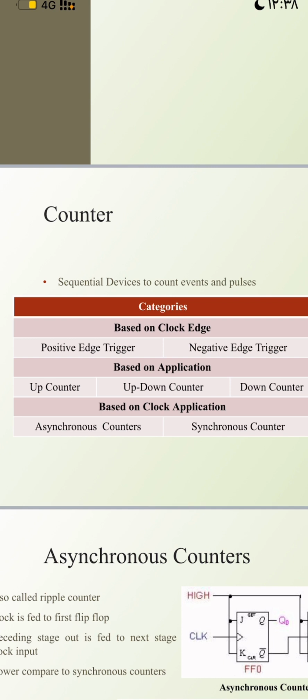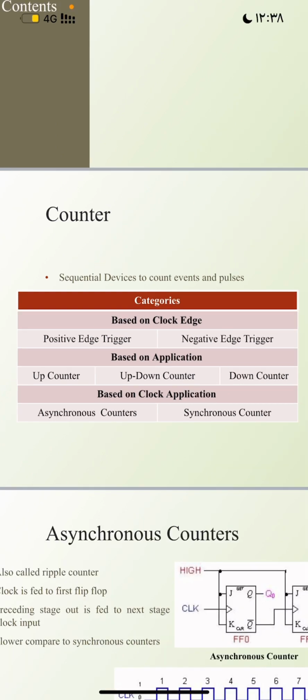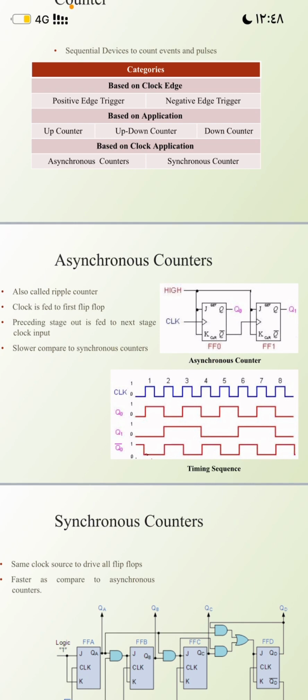We'll talk about categories. First, we have categories based on the clock edge, which has two types: positive edge triggered and negative edge triggered. Based on application, there are three types: up counter, up-down counter, and down counter. Also, based on the clock application, there are two types: asynchronous counters and synchronous counters. And now we'll talk about the asynchronous counter, also called a ripple counter.